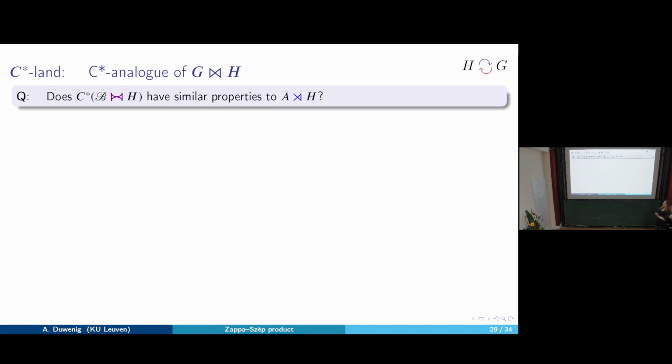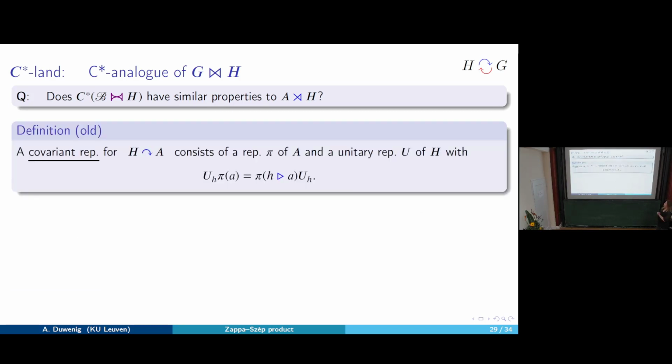Okay, so let me give you some examples. You might remember that there is a nice notion of representations for a dynamical system. A covariant representation for an action by automorphisms on a C-star algebra is a representation of the C-star algebra and a unitary representation of your group on the same Hilbert space, which satisfy this condition. If you want to move the unitary past the representation of the C-star algebra, you have to pay a price.